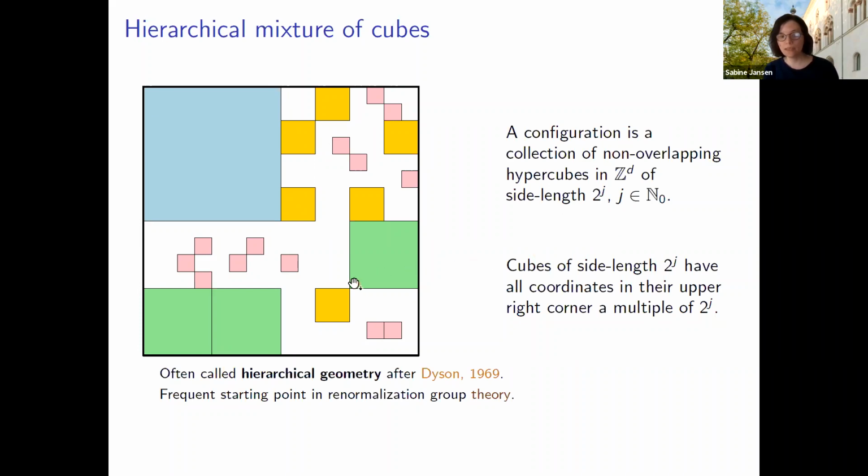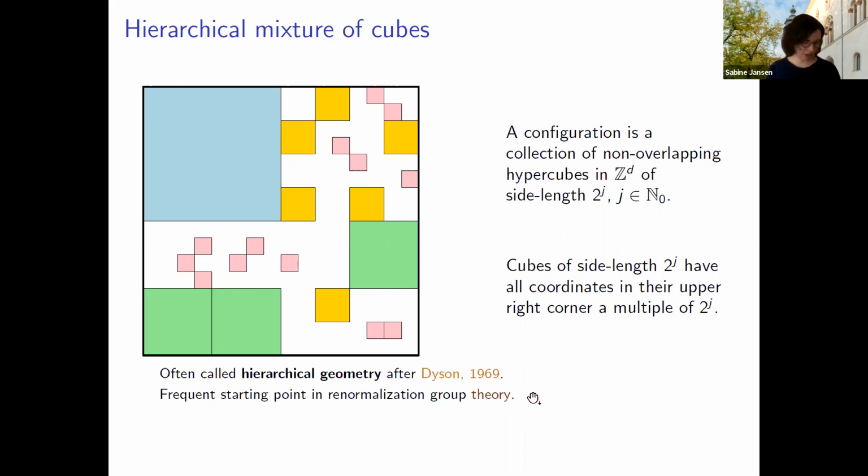And the admissible locations of cubes are such that a cube of side length 2^j has all coordinates of its upper right corner a multiple of 2^j. The effect of this is that if you take any two admissible cubes of different shapes, if they overlap, then necessarily one is contained in the other. That's very often called hierarchical geometry. I think one early reference where the word is used is a paper by Dyson on the hierarchical Ising model. And it's a frequent starting point in a certain type of analysis of renormalization group theory.